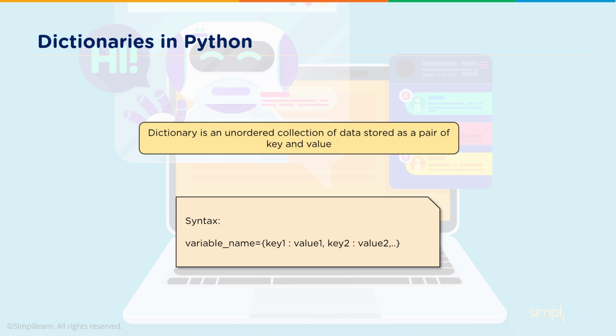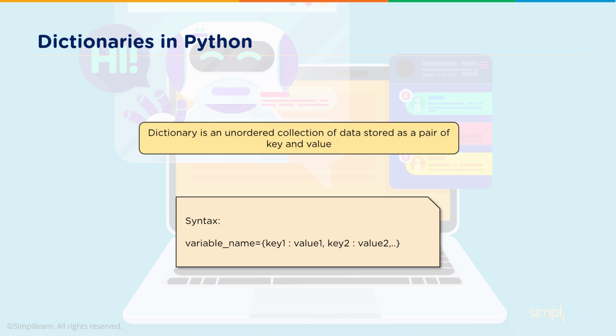So you have your variable name or the dictionary name equal to, and within curly braces you have your data stored. Each data here is a key value pair, as I mentioned earlier. So our first data would be key 1 and then you have the colon. The colon basically separates the key and the value. So value 1 is assigned to key 1, value 2 is assigned to key 2 and so on. And every key-value pair is separated by a comma.